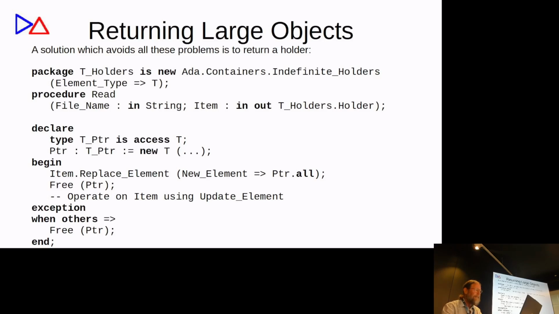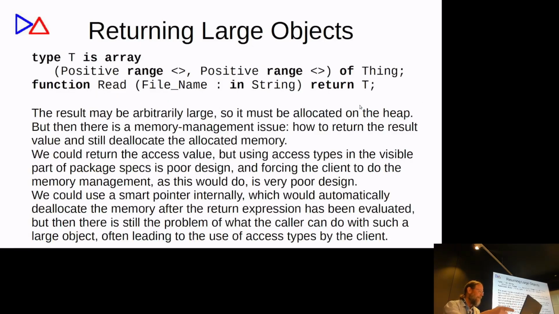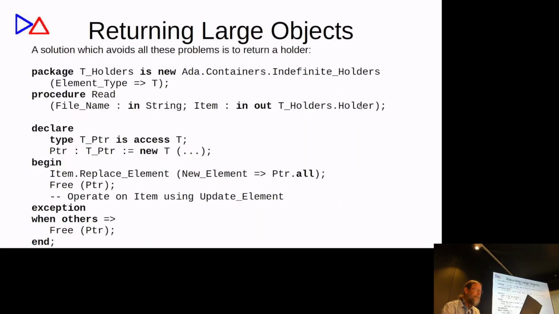So one thing you can do is to use a holder rather than use a function, which you have to use here because you don't know till you read it how big it's going to be. The holder, you can use a procedure. Now you do have a certain amount of use of access types in this case. But since you then immediately stick the object in the holder, you can do the memory management there. The memory management is very simple, and you can be reasonably confident that you get it right.